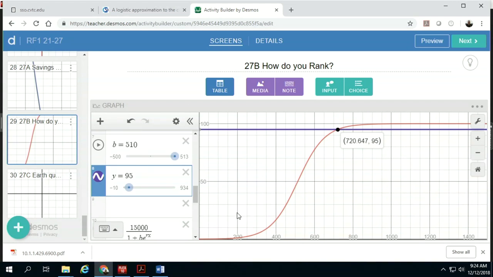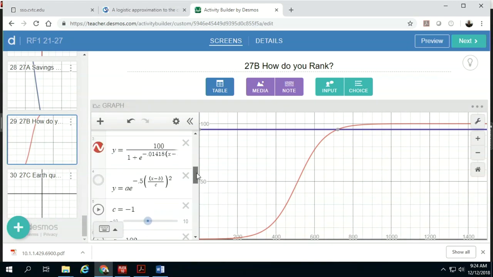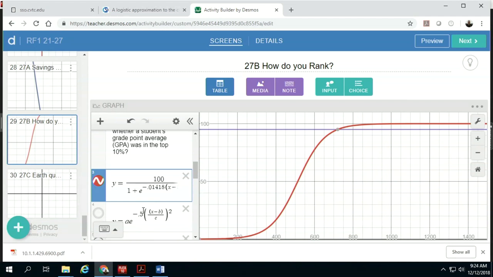How do we know that this business right here is a logistic function? Because that's one of our shapes of graphs.